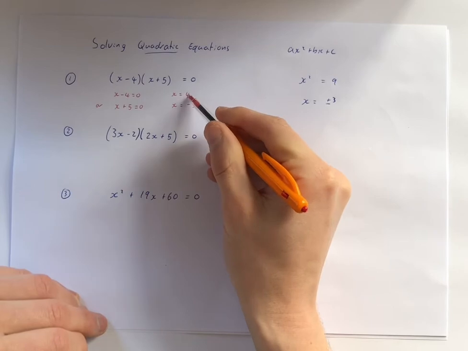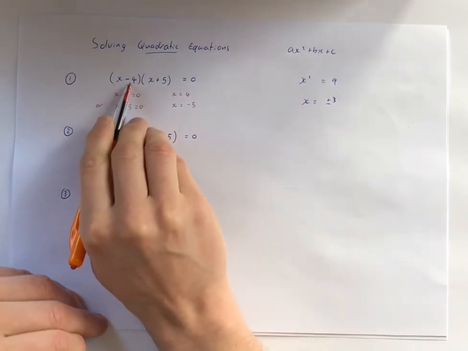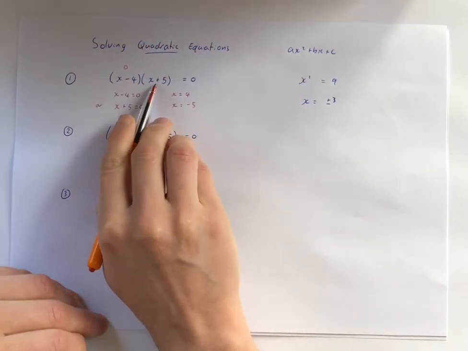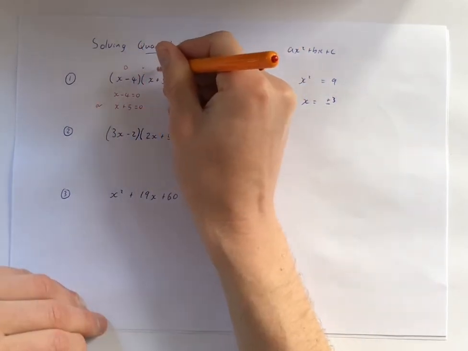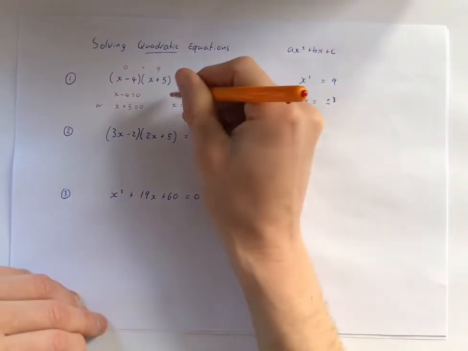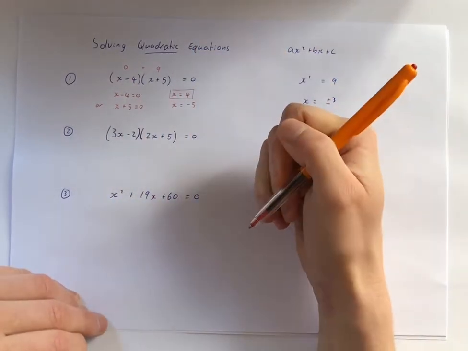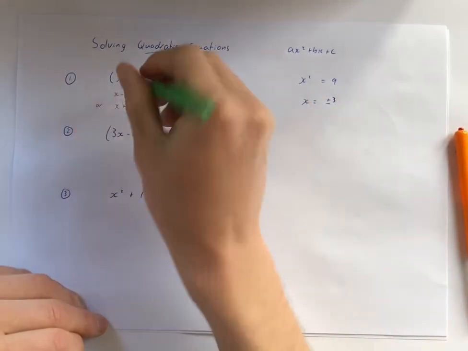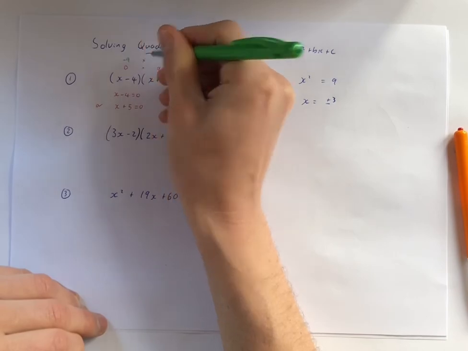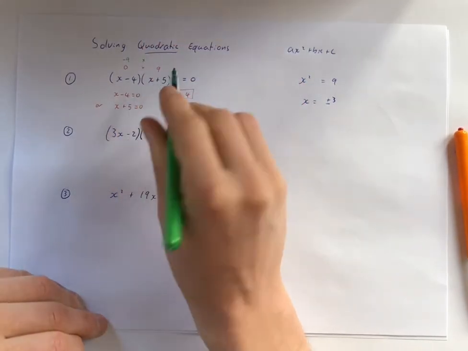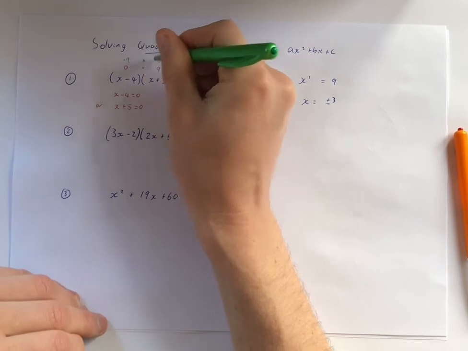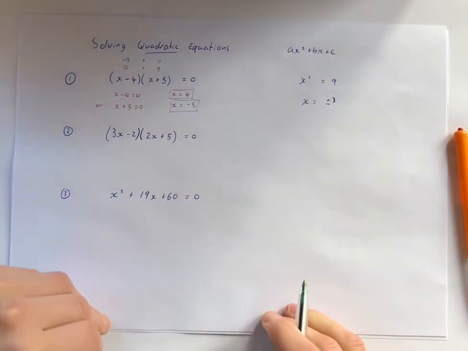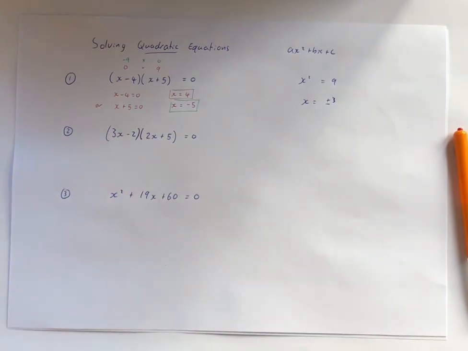And let's see how that works. Let's put 4 back in. 4, take away 4 in the first bracket, well, that's 0, multiplied by 4 plus 5, so 0 times 9 equals 0. So x equals 4 is a solution. And in green, what about when x is negative 5? Well, here we're going to get negative 9 in this bracket, multiplied by what's negative 5 plus 5? Well, it's 0. And anything times 0 is 0. So x equals negative 5 is a solution.